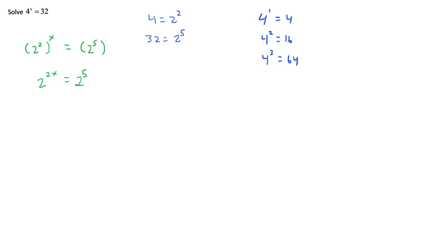If the bases are the same, what can we assume about 2x and 5? If the bases are the same, then the exponents have to be equal as well. So we can conclude that 2 times x equals 5. When we divide both sides by 2, x equals 5 over 2. That means 4 to the 5 over 2 power is equal to 32, so this answer checks out.